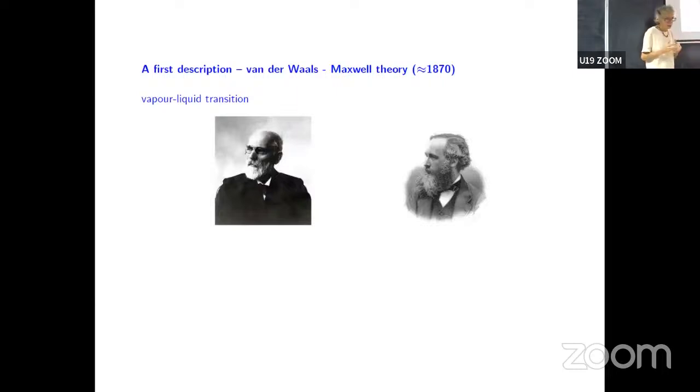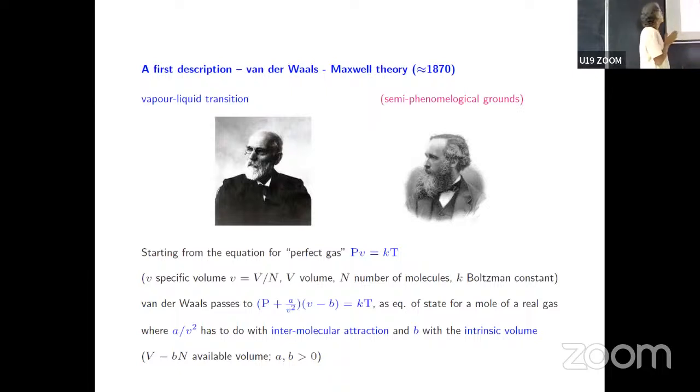And going to a mathematical or a physical, theoretical description, I think the first description was given by Van der Waals and Maxwell, and has to do with the vapor-liquid transition. In that video, we have a liquid-solid, but here it is about the vapor-liquid transition. And what was it? It's a sort of semi-phenomenological argument, not really. This was in the early times of statistical mechanics.